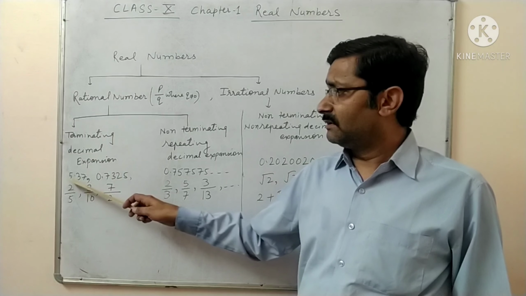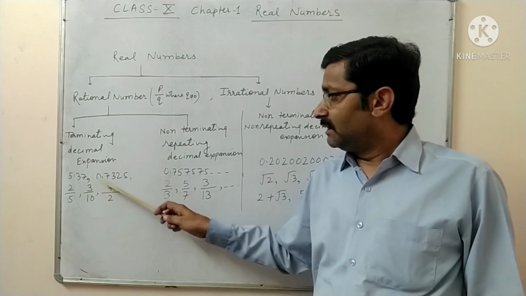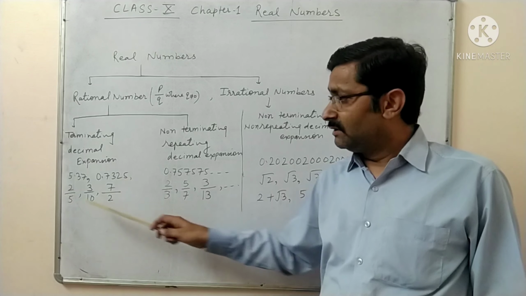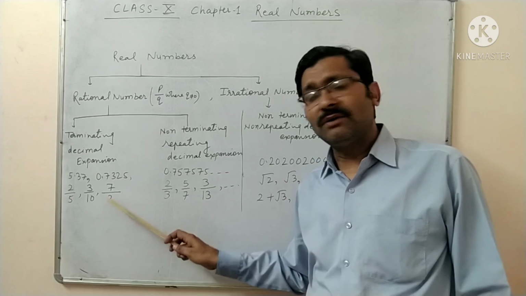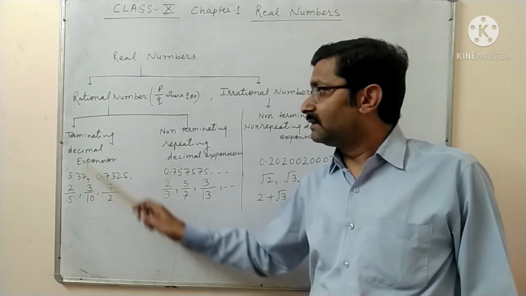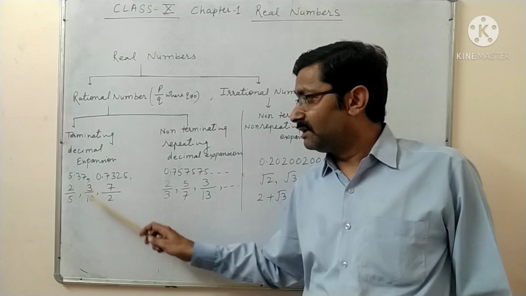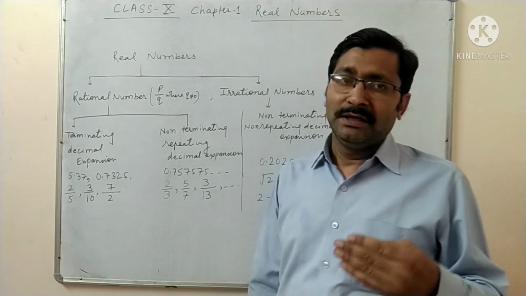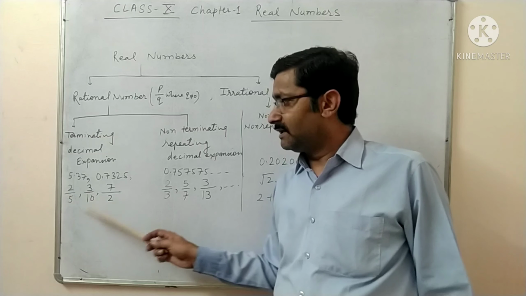Look here, you have 5.37, this is terminating. 0.7325 is also terminating. Look here, 2 upon 5, 3 upon 10, 7 upon 2, these are all terminating decimal expansions. When you change 2 upon 5, 3 upon 10 and 7 upon 2 into decimal form, they will terminate. So you can divide and check.